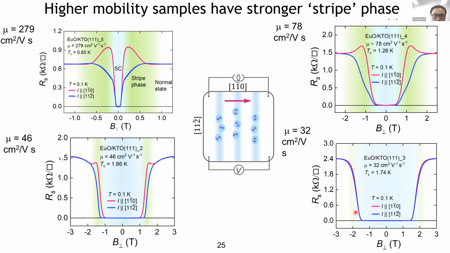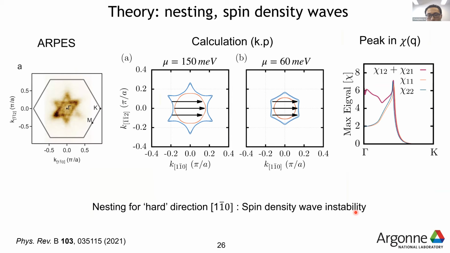Following up on our work, there was theoretical work trying to understand the anisotropy in this 111 surface. One of them is a calculation using a k·p method, and they found that there is actually a difference along the 1-10 and 1-1-2 directions in terms of the spin susceptibility. They found that along the 1-1-0 direction, the spin susceptibility has a peak at a certain wave vector. And this peak could actually stabilize a spin density wave, which could produce the transport anisotropy that we observed in the experiment.